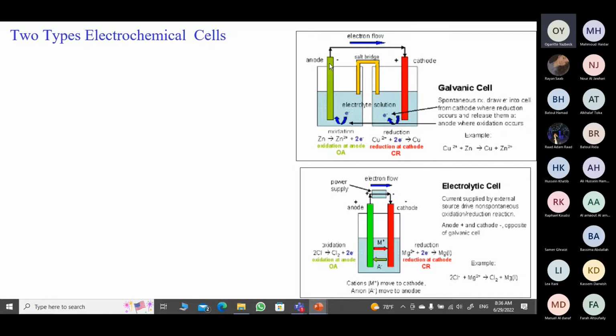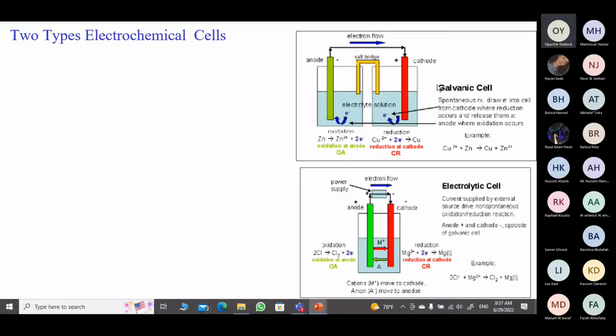Remember, LEO is a jerk: loss of electrons, oxidation, occurs at the anode, gain occurs at the cathode, and therefore the anode end is the part where oxidation occurs. The cathode part is the container where the reduction occurs, and actually the probe where reduction occurs.